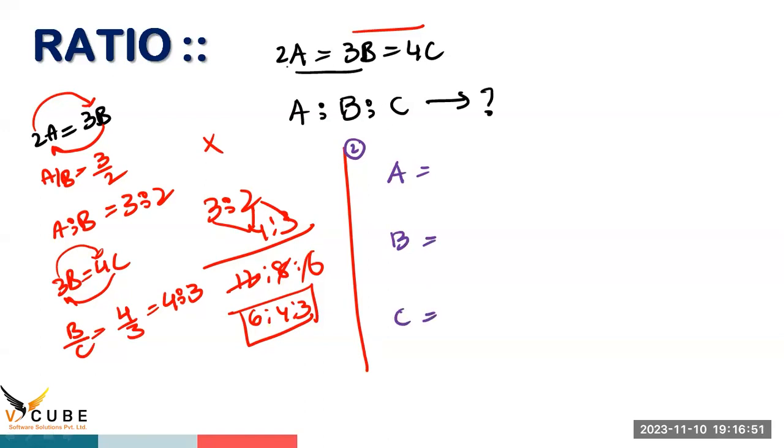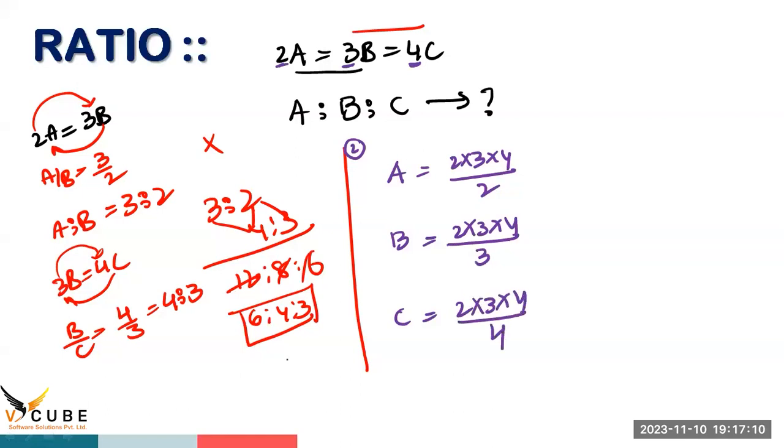Right, so here the a value is how much? 2. The b value is how much? 3. And the c value is how much? 4. So 2 into 3 into 4 by the a value is how much? 2. Next, 2 into 3 into 4 by the b value is how much? 3. 2 into 3 into 4 by the c value is how much? 4.